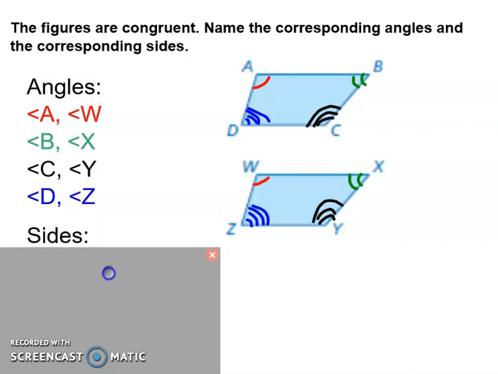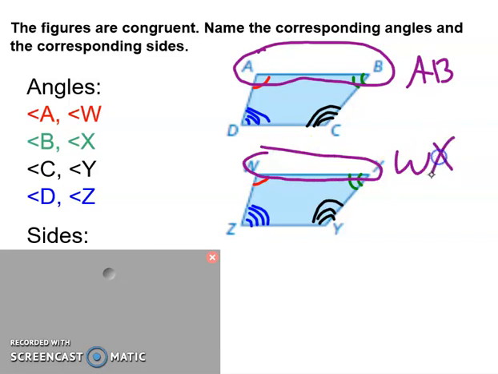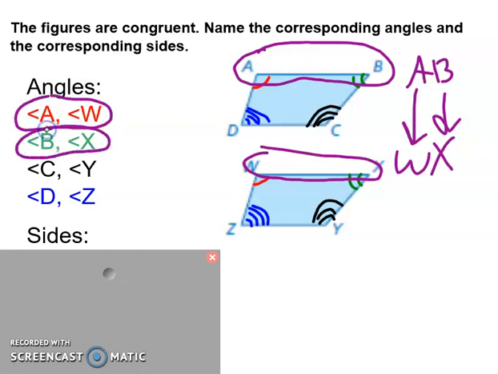Okay? And for the sides, here's where it gets tricky. And a lot of students get stumped up here, but I know you won't because you're going to be listening, of course. Order is important. So notice that if I am talking about segment AB, if I'm talking about this segment right here, segment AB, what's the corresponding segment to AB? WX. Notice how A goes to W and B goes to X. That's shown right here.